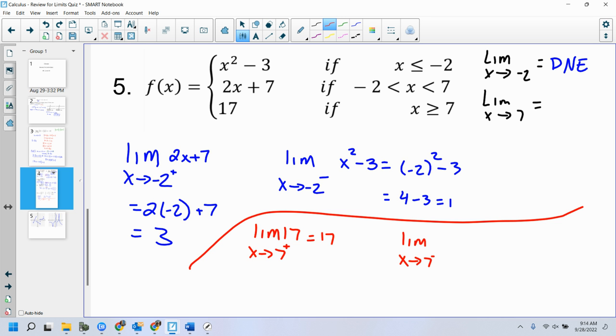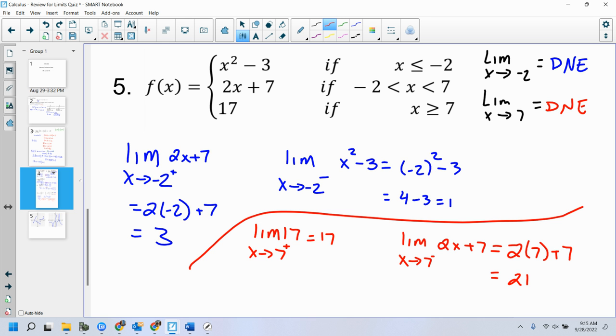Oh, sweet, that was easy. Okay, let's take a look here. The limit as x goes to 7 from the left would be 2 times x plus 7. I thought I was going to make this work. Oh, bummer. Oh, well. 2 times 7 plus 7. Well, that doesn't work, does it? That's a bummer. 21. Oh, so that one doesn't exist either. I thought I made one exist. Sorry.